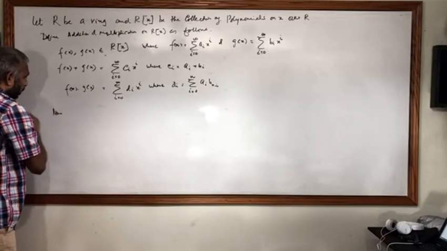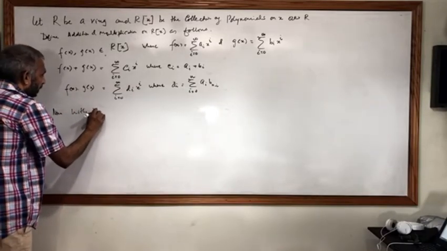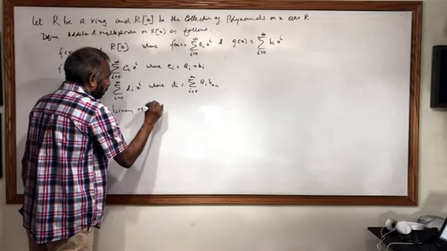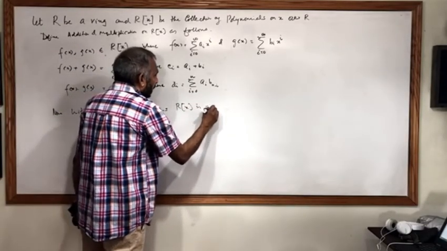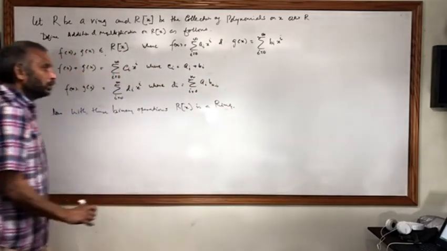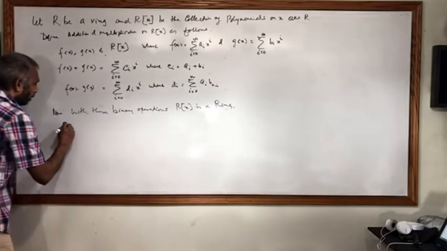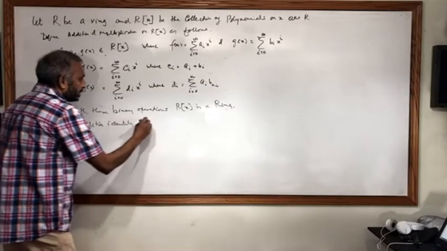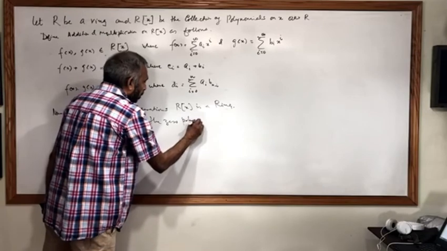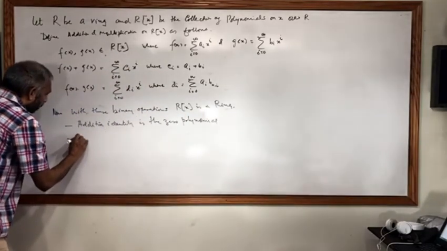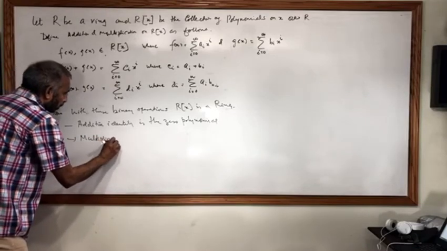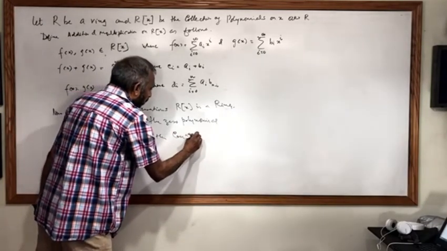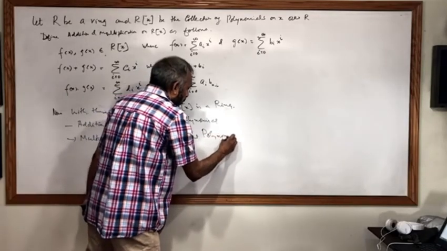Now, with these binary operations, R of x is a ring. I'm not going to show every ring axiom here, but the additive identity is the zero polynomial, and the multiplicative identity is the constant polynomial one.